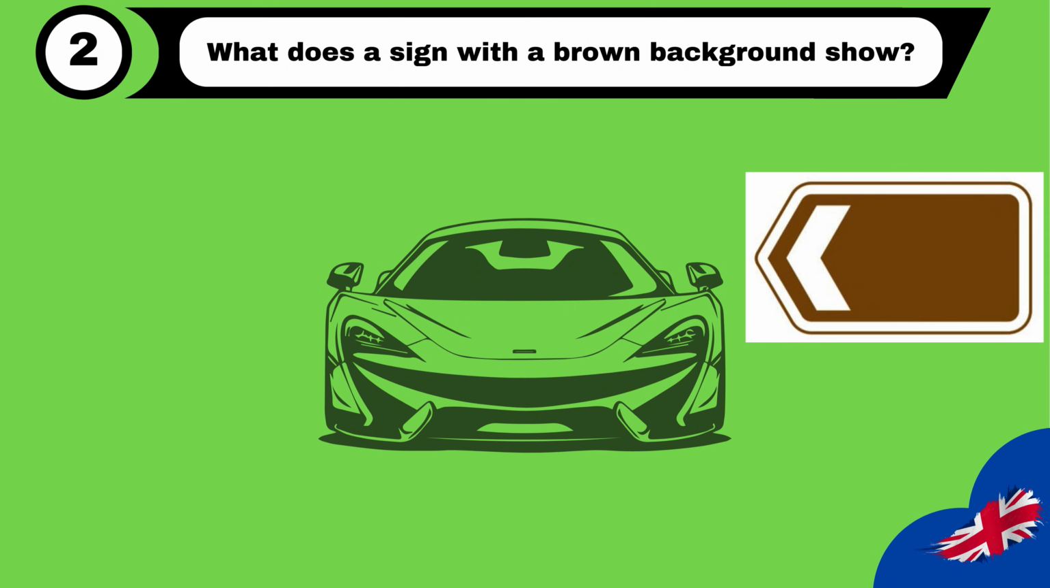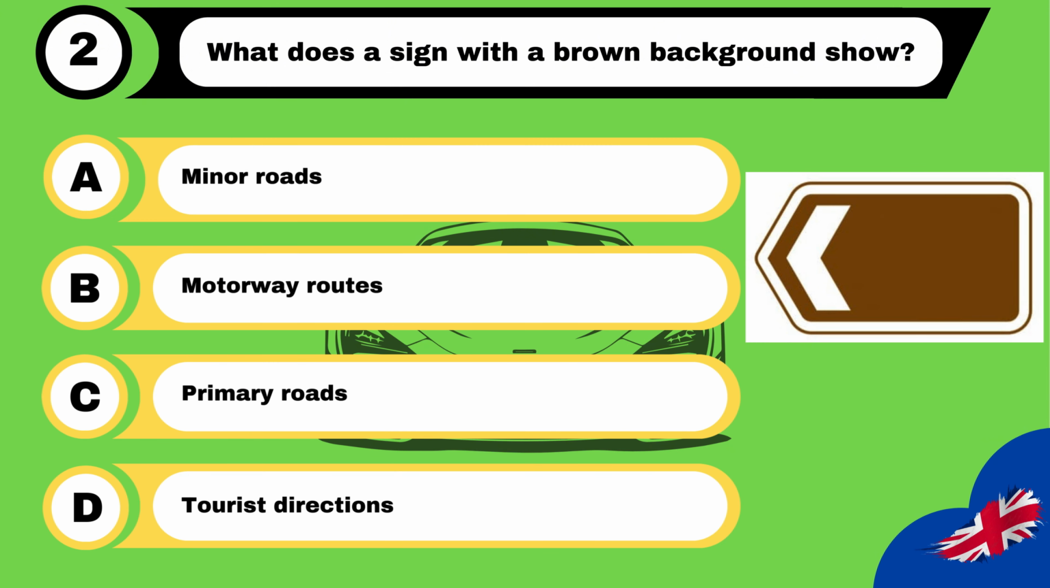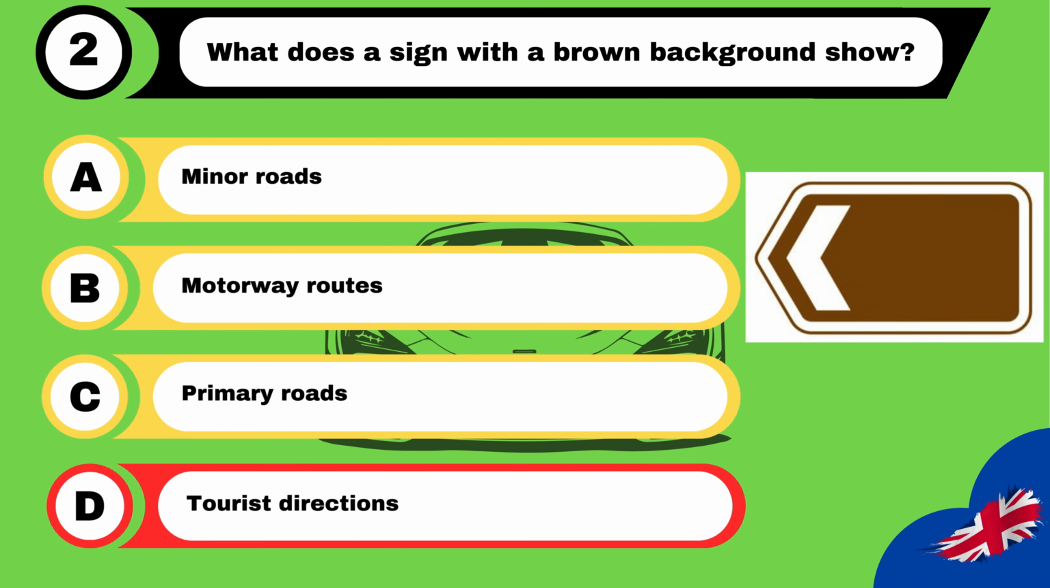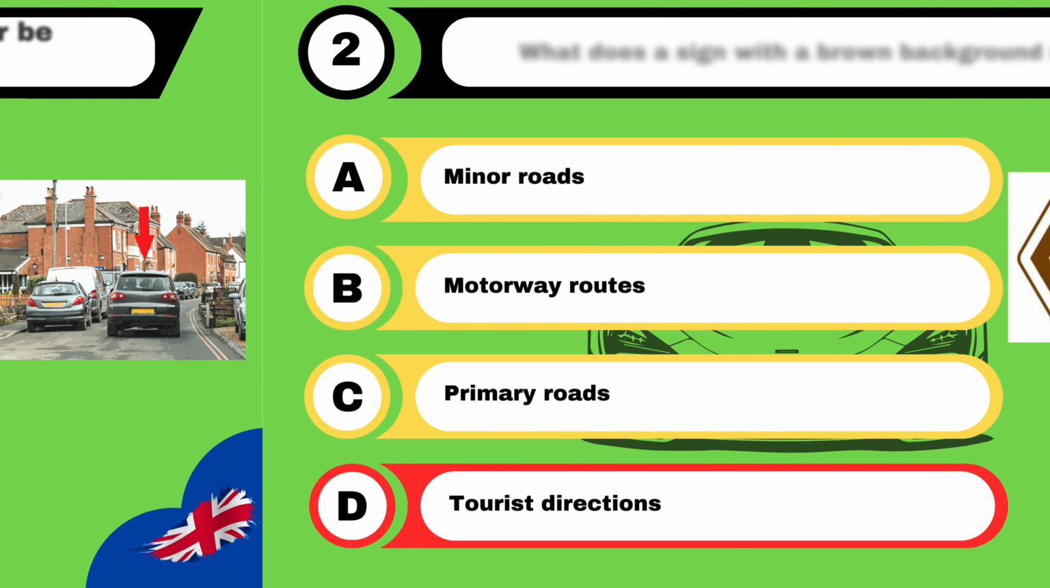Question 2. What does a sign with a brown background show? A. Minor roads. B. Motorway routes. C. Primary roads. D. Tourist directions. The answer is D. Tourist directions.